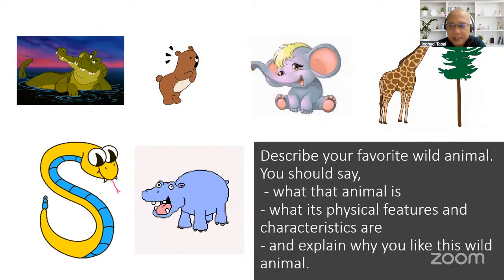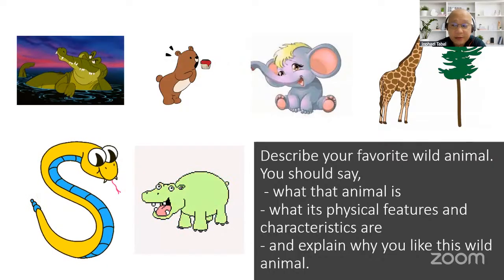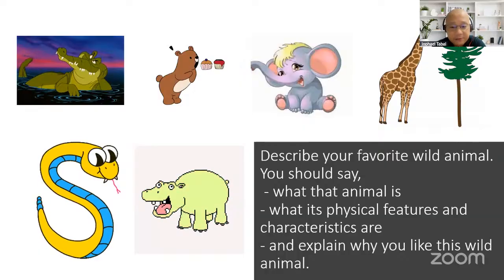All right, so they're friendly. They're not harmless. Okay, and they can be a good companion. All right, so those are examples of characteristics. And then for the last one, you have to explain or give reasons why you like this wild animal.